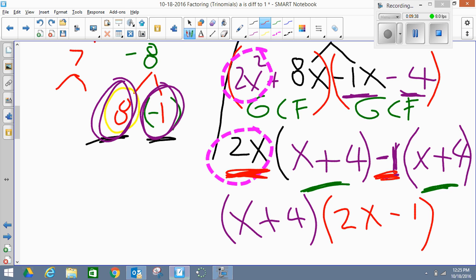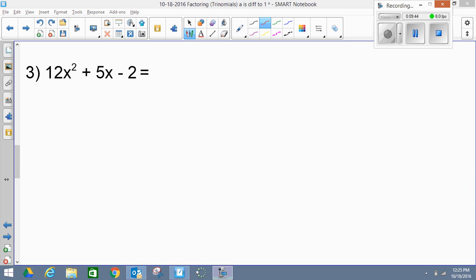All right? Let's try the last example. So now, we have 12x squared plus 5x minus 2. First thing is, let's see if there's any GCF. GCF between the 12, the 5, and the 2. No, no greatest common factor. But at least I tried.